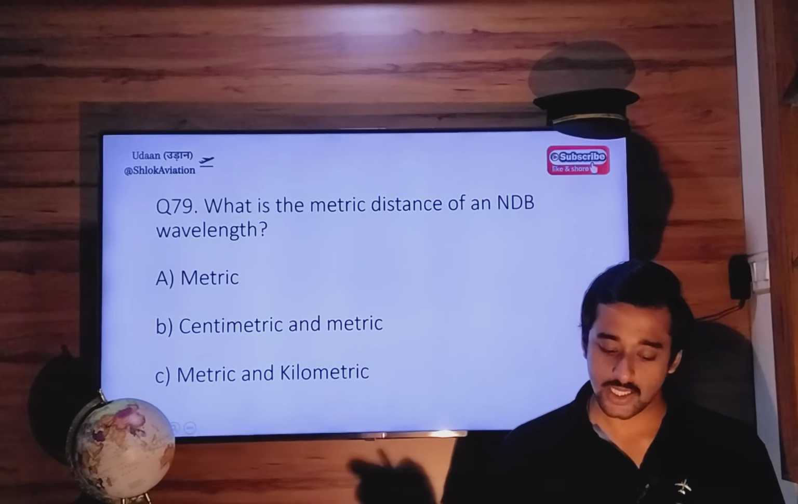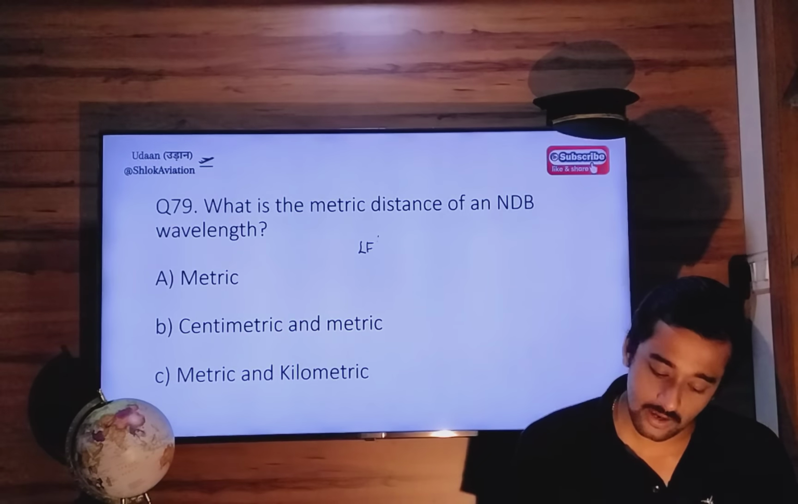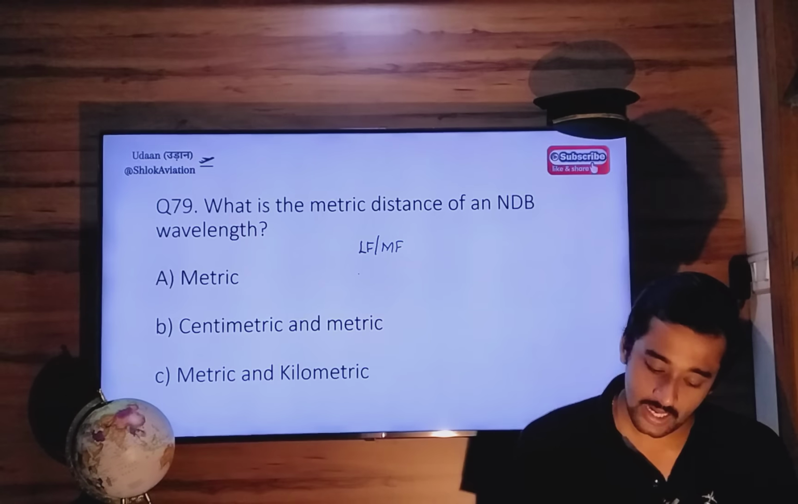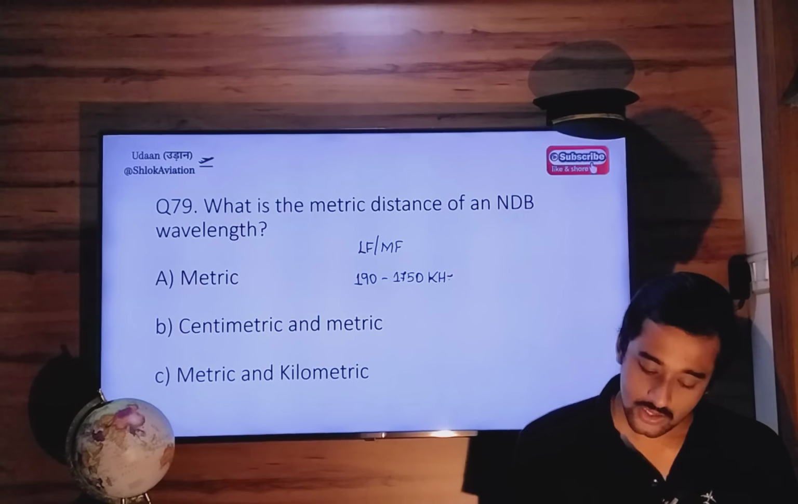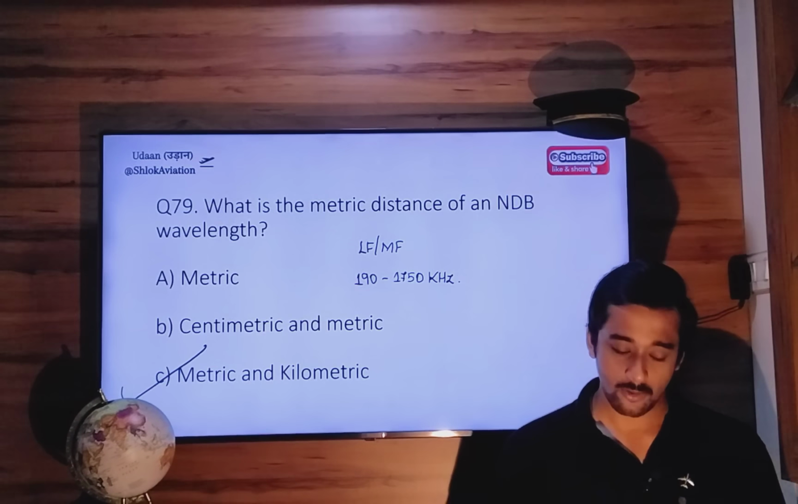What is the metric distance of an NDB wavelength? NDB works in the low and medium frequency band, 190 to 1750 kilohertz. The wavelength corresponding to this frequency is kilometric. So option Charlie.